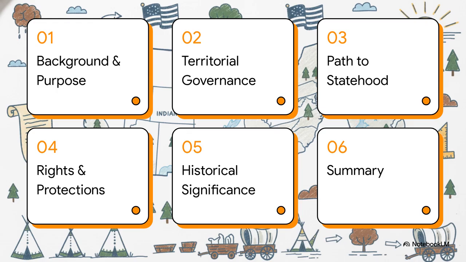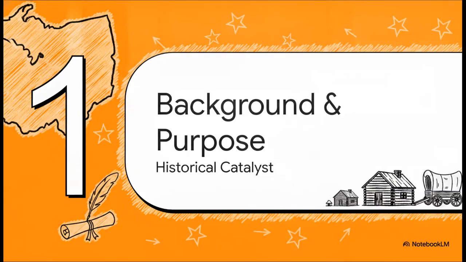Here's a quick look at our roadmap for today. We'll start with the background and purpose, move through territorial governance and the path to statehood, then hit on rights and protections, historical significance, and wrap up with a summary. All right, let's jump straight into Section 1, Background and Purpose.